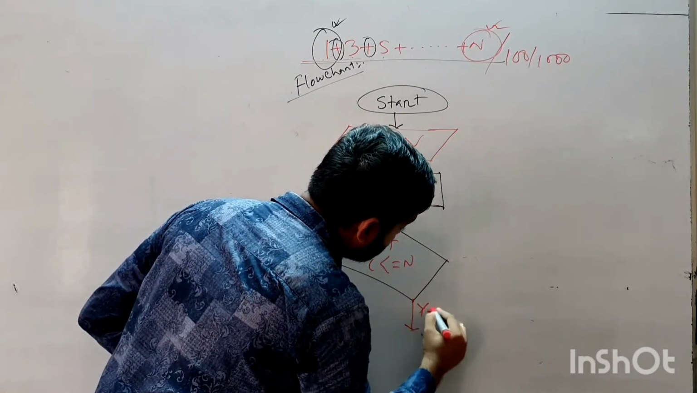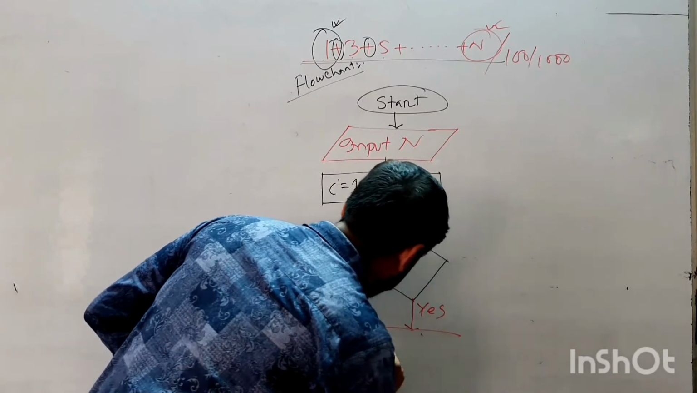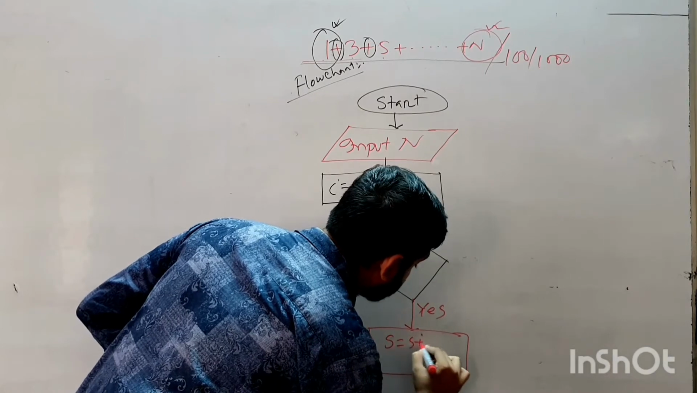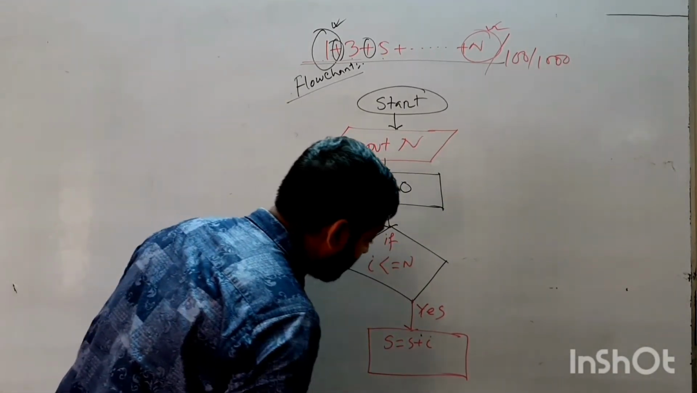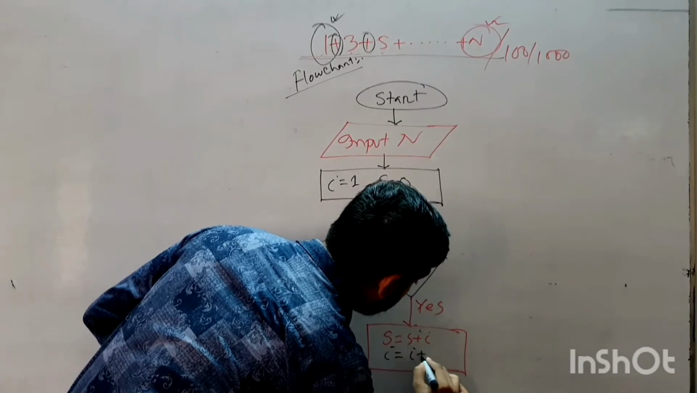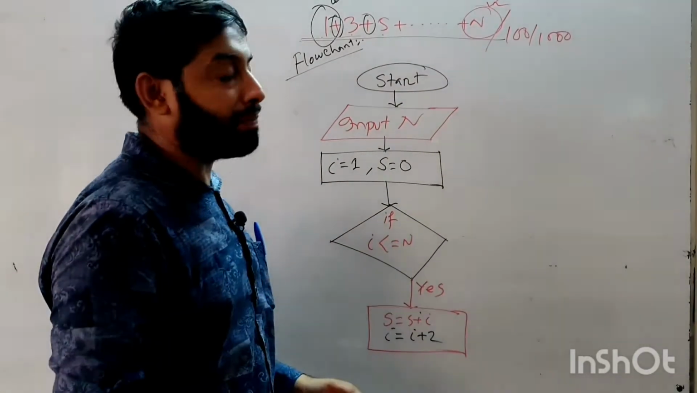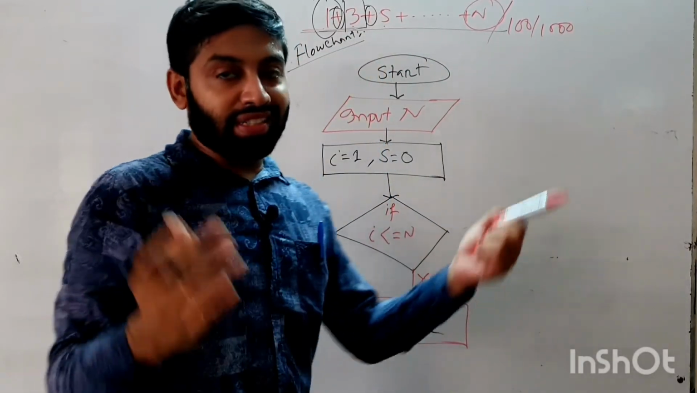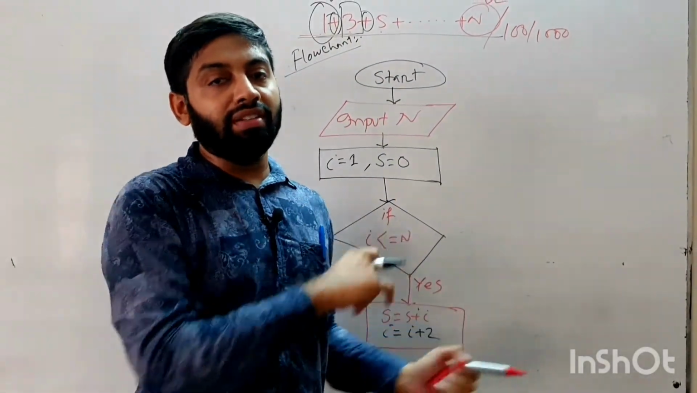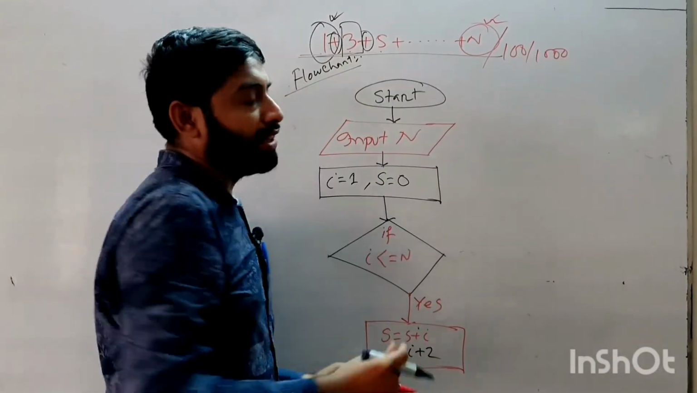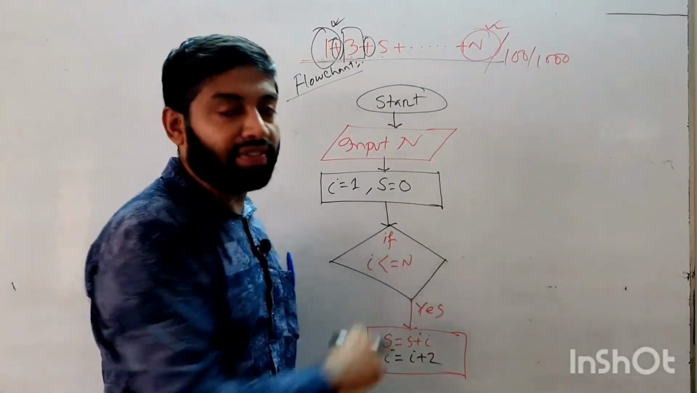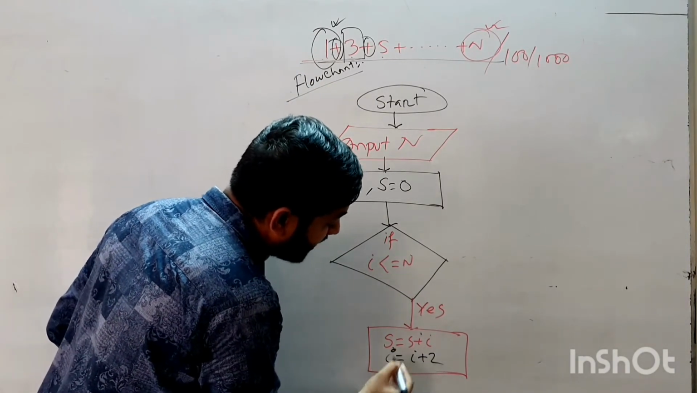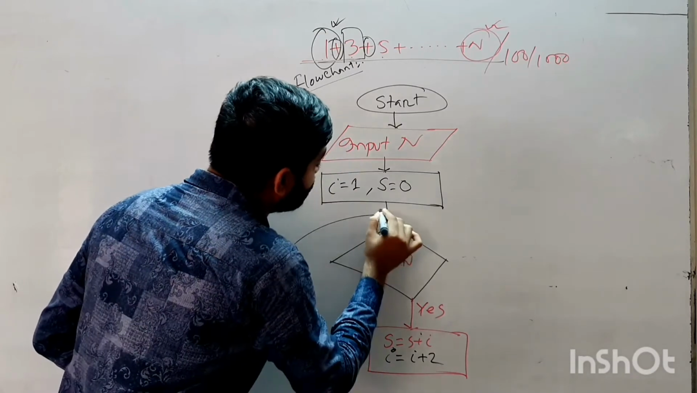Then if the condition is yes, you have to perform this task: s equals to s plus i and i equals to i plus 2. Why i equals to i plus 2? Please look at this series, the interval of the series. You subtract the first value from the second value: 3 minus 1 gives 2. That means the interval of my series is 2. That's why i equals to i plus 2.